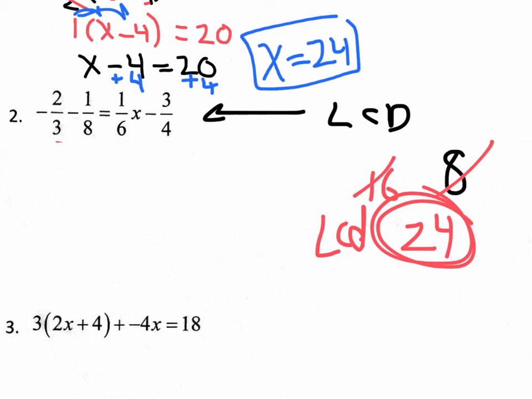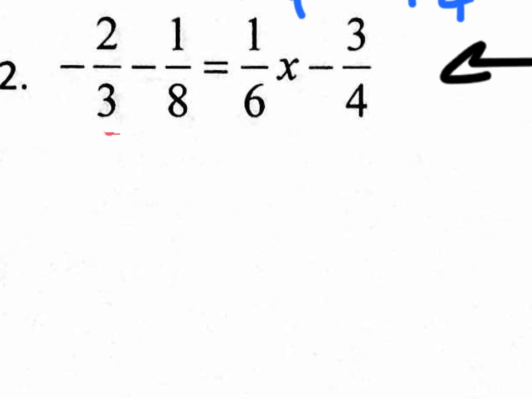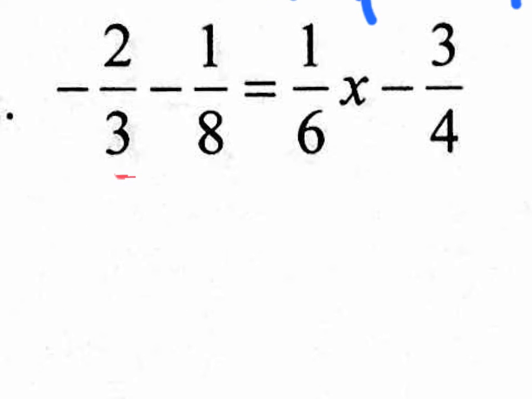So let's go back and zoom in on this equation right here, number 2. And let's get rid of all these fractions by multiplying by the LCD, which we said was 24. That's going to be kind of tricky because there's not much space. So here we go. Let me do a 24 right here. Let me do a 24 right here. Let me do a 24 right here and a 24 right here. And let's start canceling fractions out.